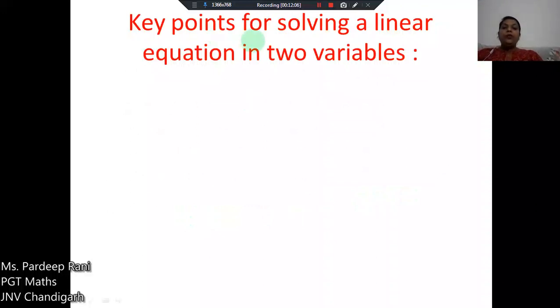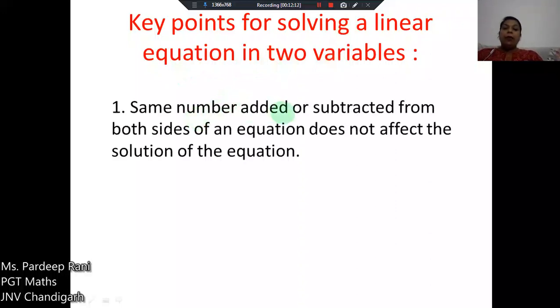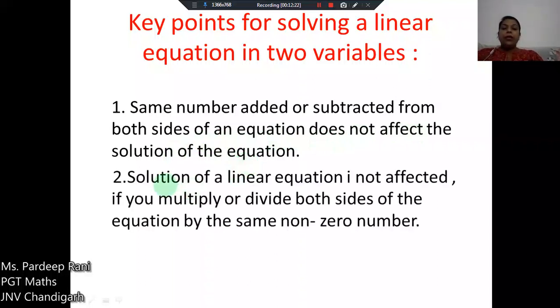Now key points for solving a linear equation in two variables are: the first one is that the same number added or subtracted from both sides of an equation does not affect the solution of the equation. The second one is that the solution of a linear equation is not affected if you multiply or divide both sides of the equation by the same non-zero number.